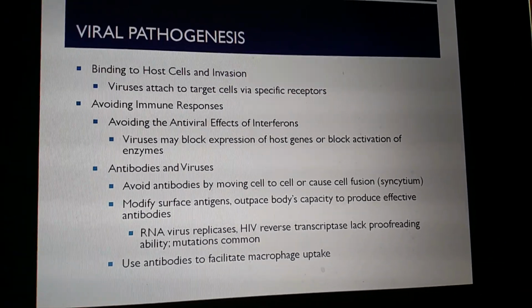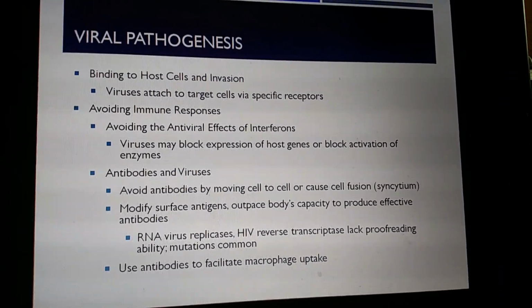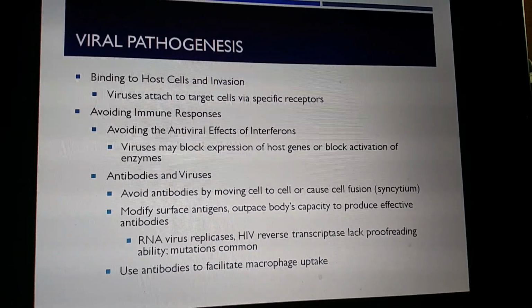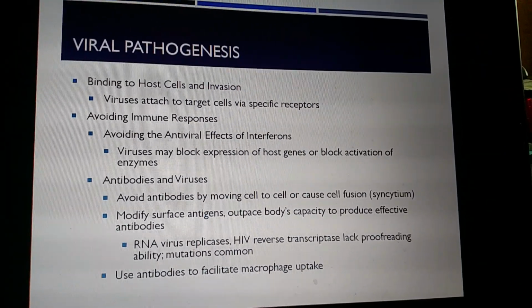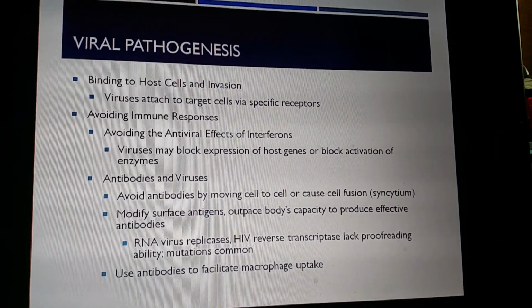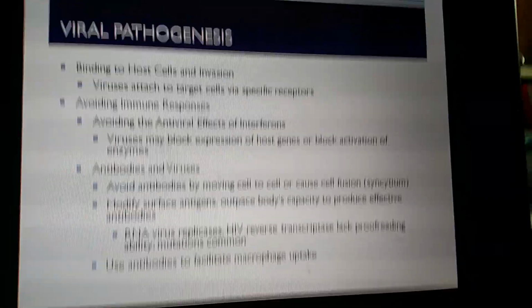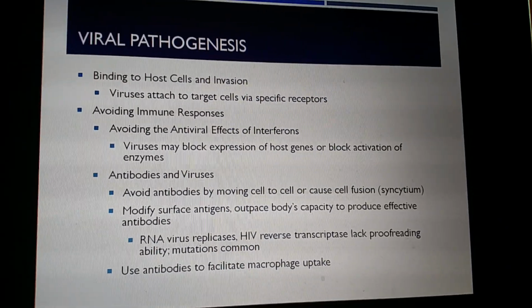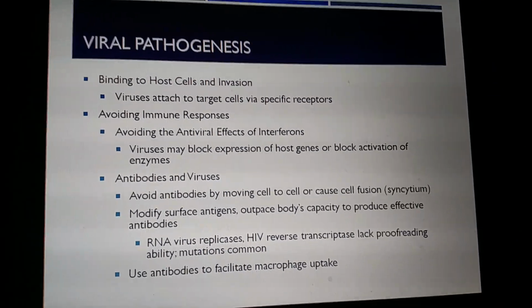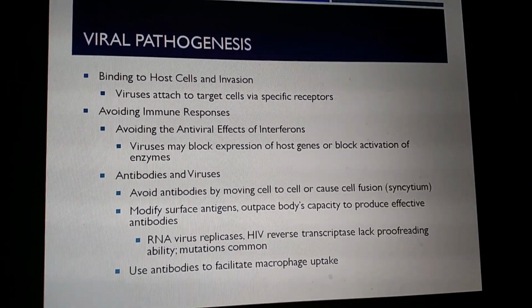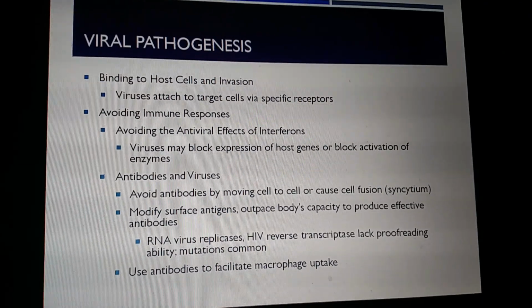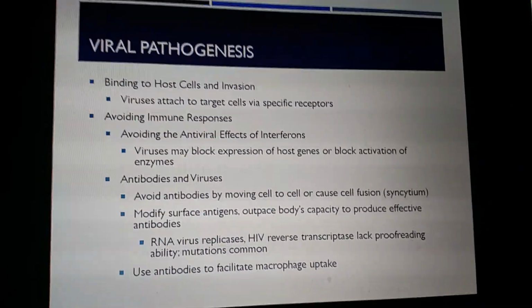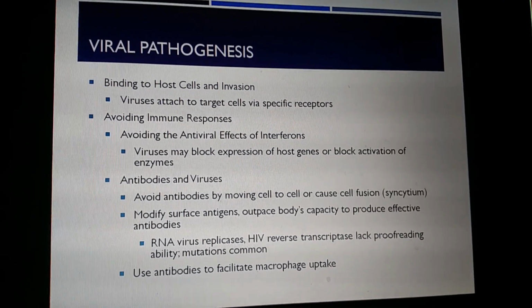And viruses can avoid antibodies by moving from cell to cell or causing syncytia to form. Remember, syncytia are those giant multinucleated cells. They can also modify the surface antigens and basically out-evolve the body in terms of its capacity to produce effective antibodies. And then they can take advantage of antibodies to facilitate macrophage uptake.